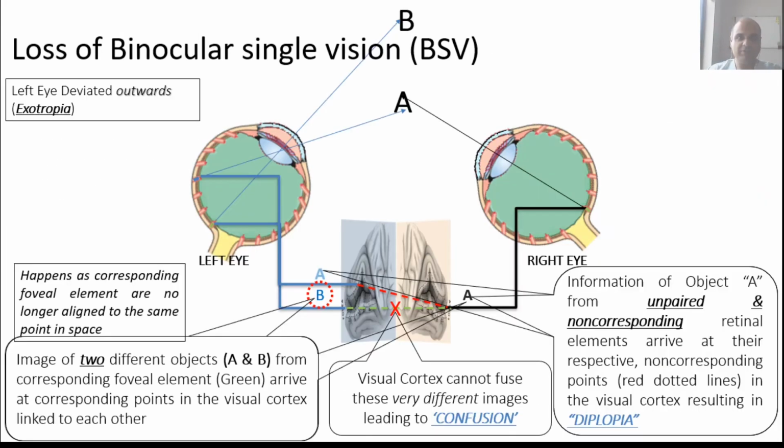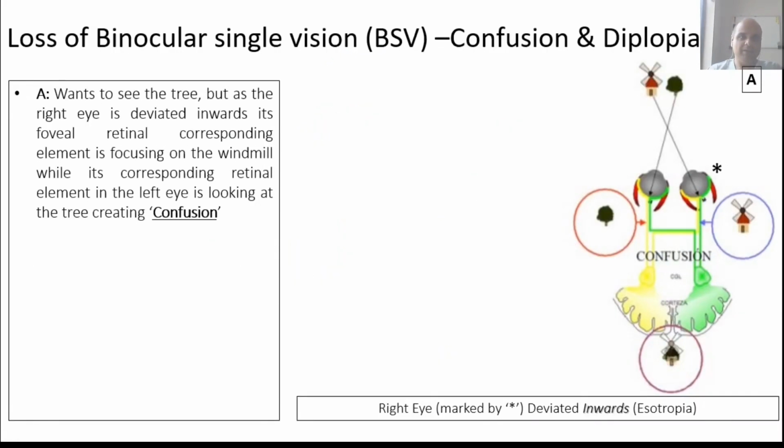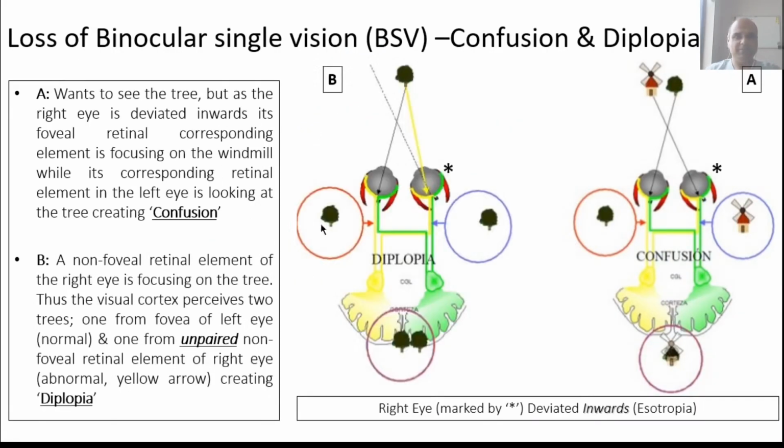And this confusion, if you see from this picture, happens because the corresponding foveal elements are no longer aligned to the same point in space. Thus, the information arriving at the corresponding point in the visual cortex is different. It's unfusable, although it's ending up at the right place, but the information is too different between the two eyes. One is looking at an A, the other is looking at a B, and it's not possible to fuse, thus you get confusion. Now, the other half is diplopia, and that's very simple to understand.